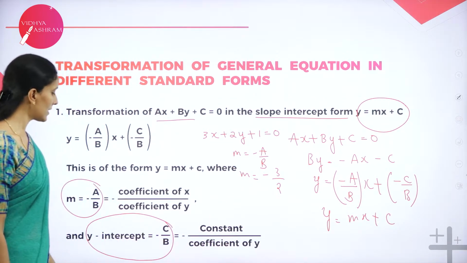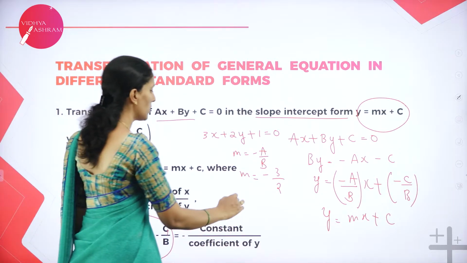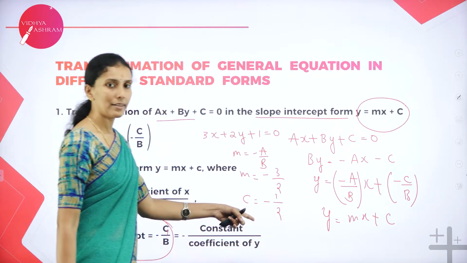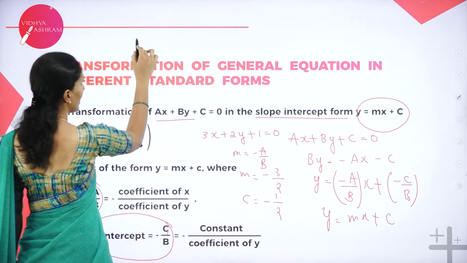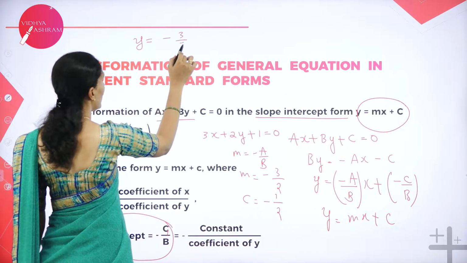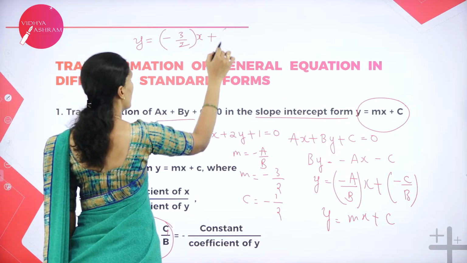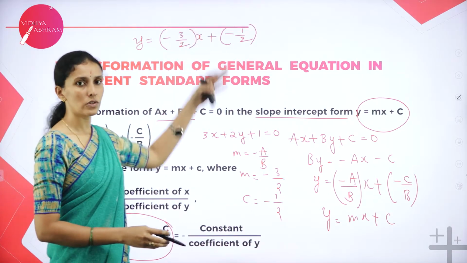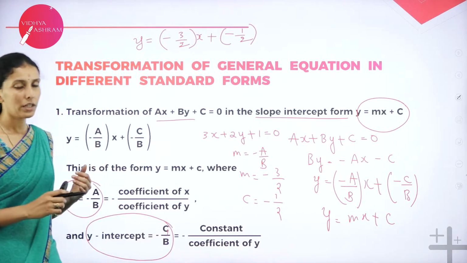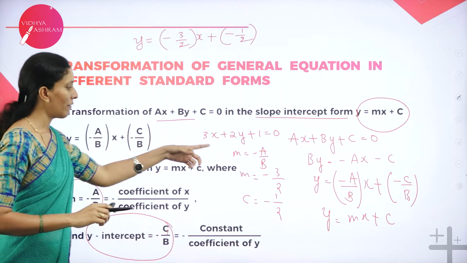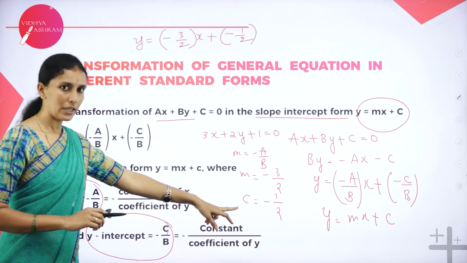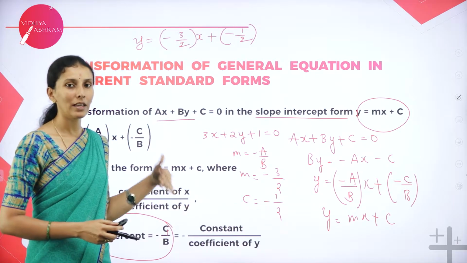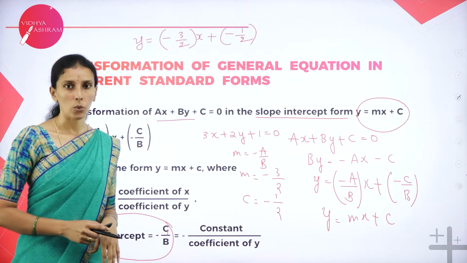How to find the intercept? It is minus c by b. So c is 1, so the intercept is minus 1 by 2. Writing this equation in that form, we can directly write it as y is equal to minus 3 by 2 x plus minus half. So thus we have converted the general equation into slope-intercept form. By knowing the values of a, b, c, we can find the slope, we can find the y-intercept and write the slope-intercept form. Similarly, the same thing happens for the next types of equations also.